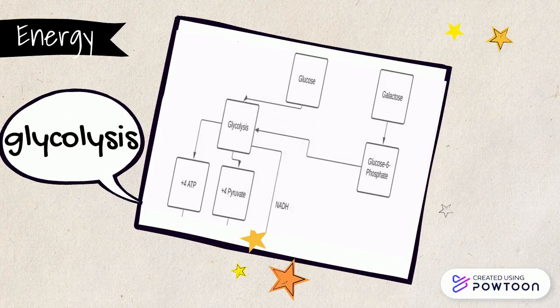Glucose can immediately enter glycolysis to produce ATP and pyruvate. Galactose, however, must undergo oxidation and enters glycolysis as G6P, also known as glucose 6-phosphate. These two molecules then go on to produce 4 ATP and 4 pyruvate. As each glucose molecule only creates 2, because there are 2 of them, they will create a multiple of 2, 4 ATP and 4 pyruvate.